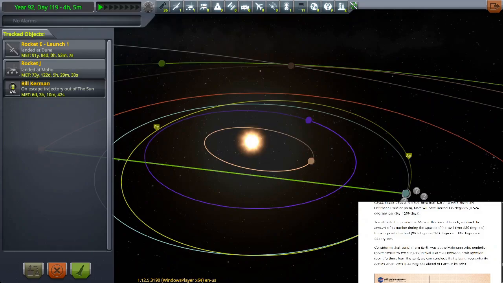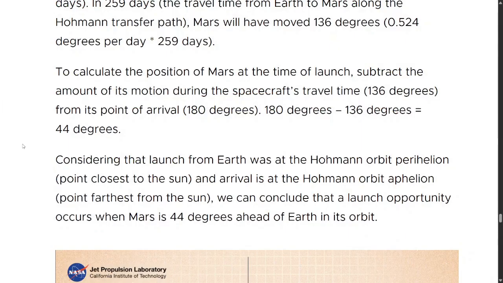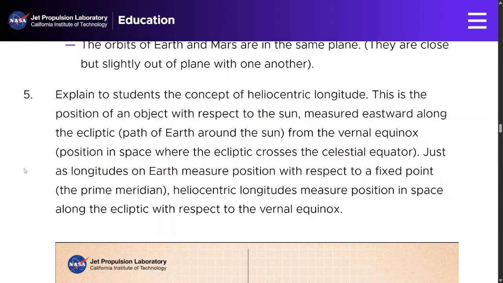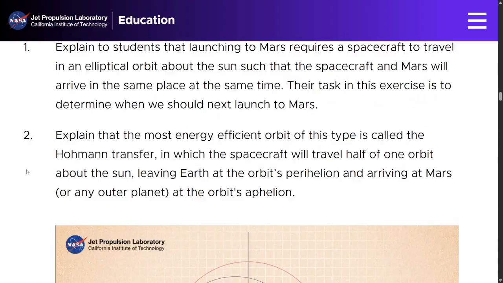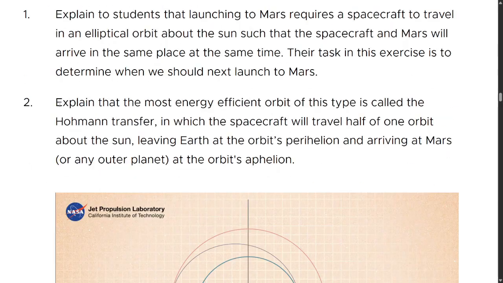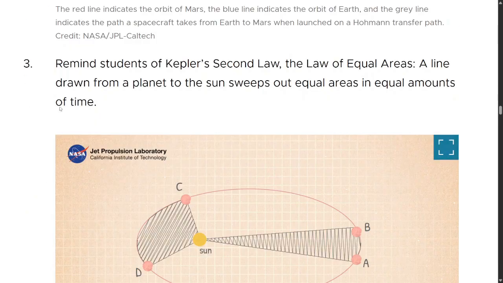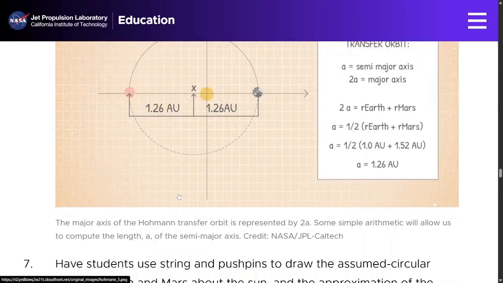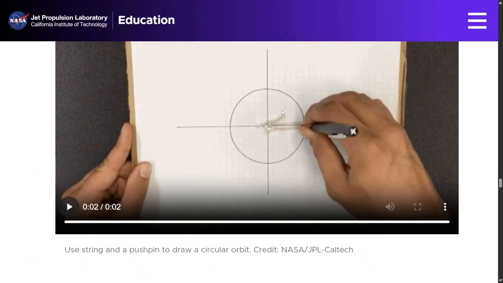So yeah, let's do that. So first of all, let me go through the points here because this is a step-by-step guide for students. Okay, so procedures, blah blah blah, explain what a Hohmann transfer is. I don't think I need to explain that in this video. So I guess first of all, the article wants the student to draw the orbits of Mars and Earth around the sun. Or in this case, Bill and Kerbin.